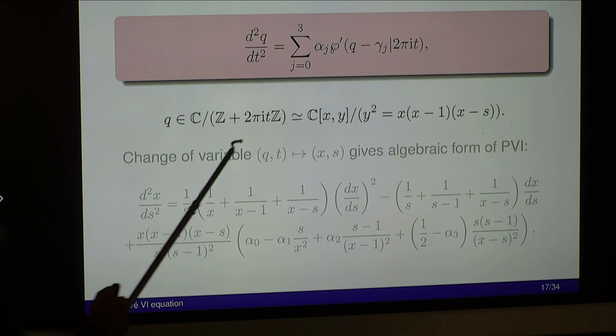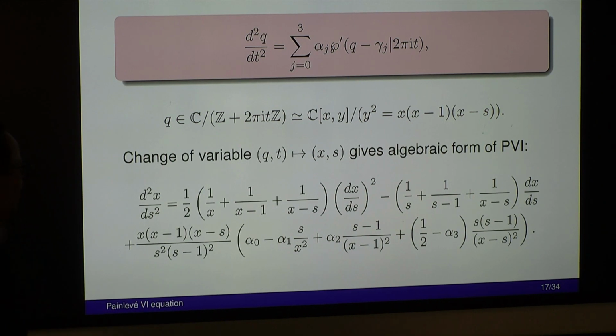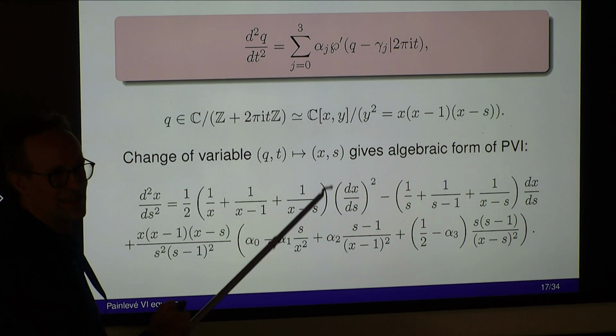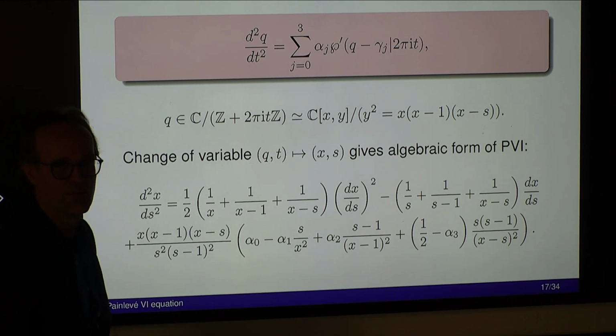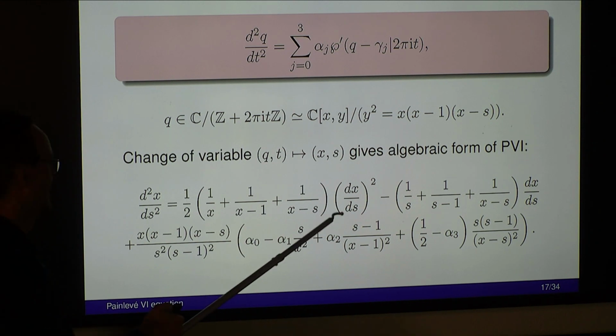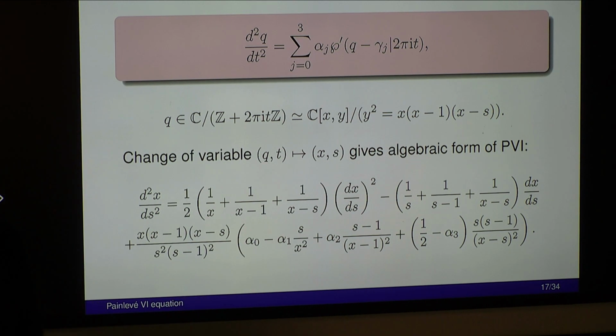So there's some change of variables here, so you could change the variables from this Q and T to this X and S, and then you obtain the algebraic form of the equation, which is typically what you see in books. That's typically how it's written. It looks a little bit like the hypergeometric equation, but it's really highly non-linear. Lots of non-linear stuff in there.